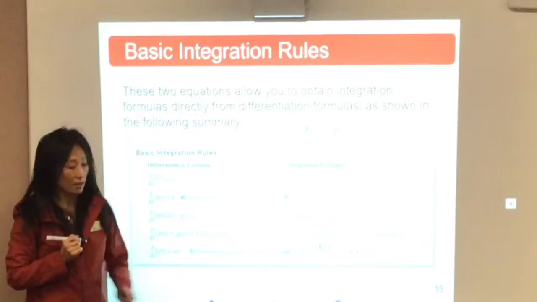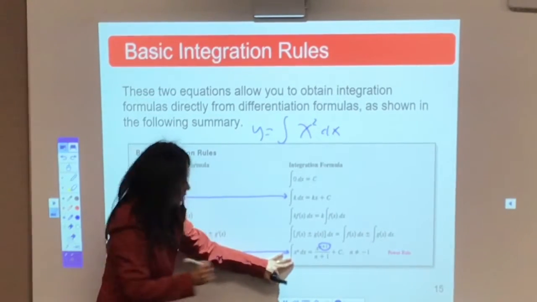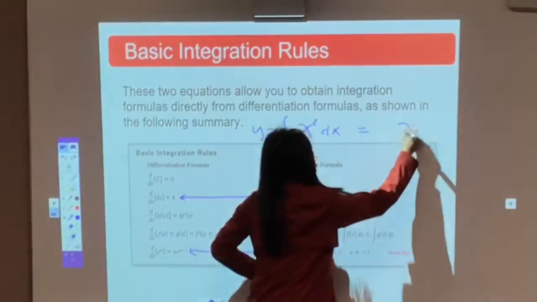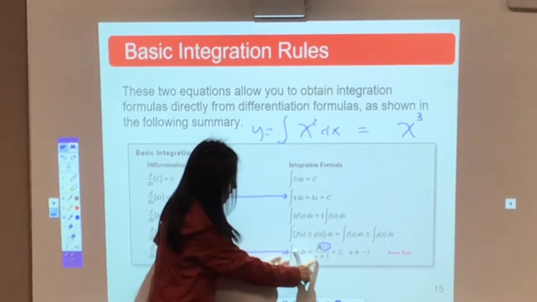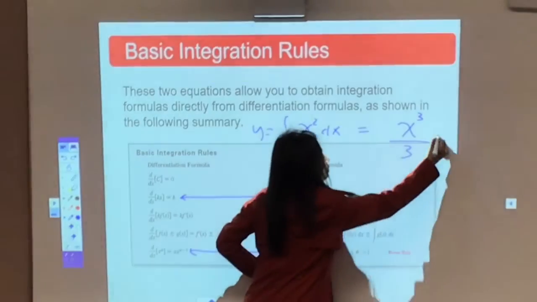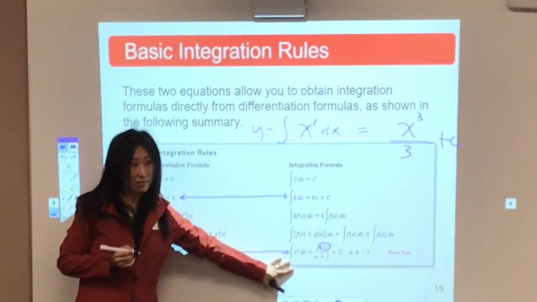Is everybody with me? I'm doing a power rule, anti-power rule. It says what? Add one more power, 3. Am I right? And what else does it say? Divided by what? Divided by the power. And then what do you do? C. Then you're done. Is everybody with me?